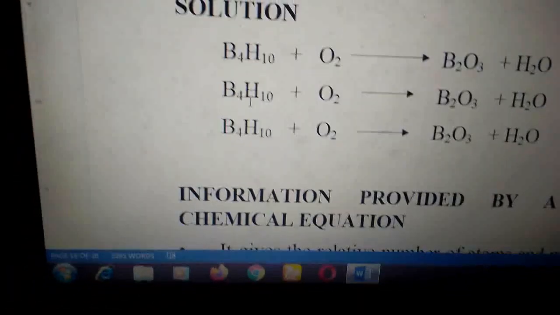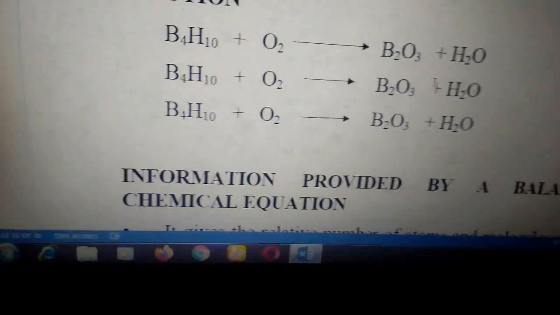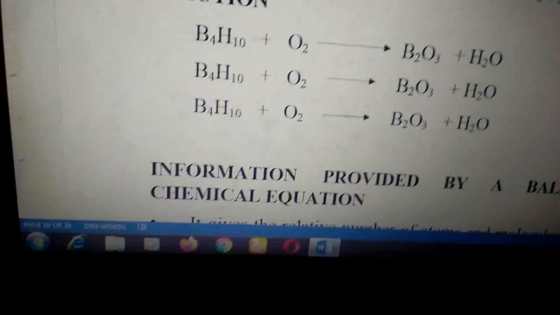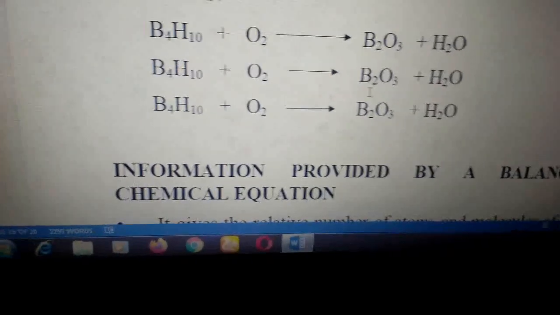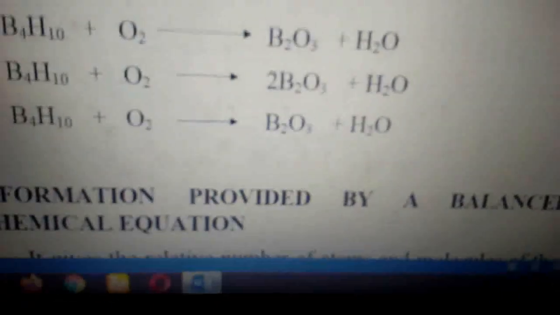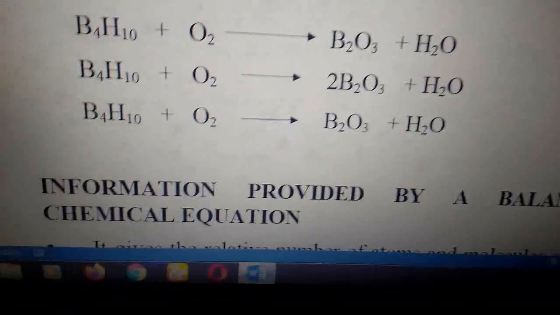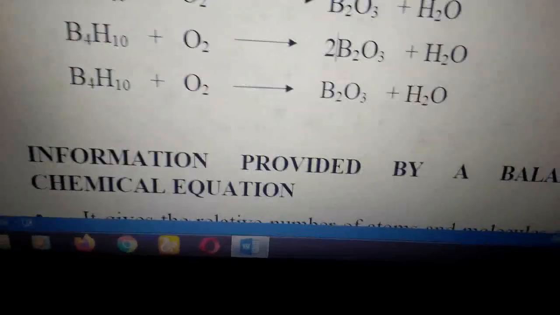Let's start with boron. Now, boron is 4 atoms here. This is the first equation shown in the question anyway. Then we'll go to the second equation to start balancing. So boron is 4 atoms here on the left hand side and 2 on the right hand side. So I will put 2 in front of B2O3 to balance boron.